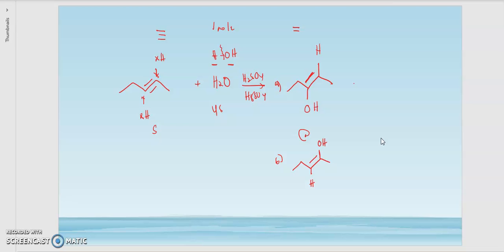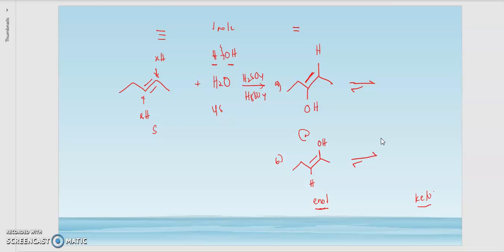So for A, remember the enol is not stable, and the equilibrium arrow is one long, one short. It means that this one is the enol state. Most of the enol structure will be converted to the keto structure, but only a small portion of keto will remain as enol.